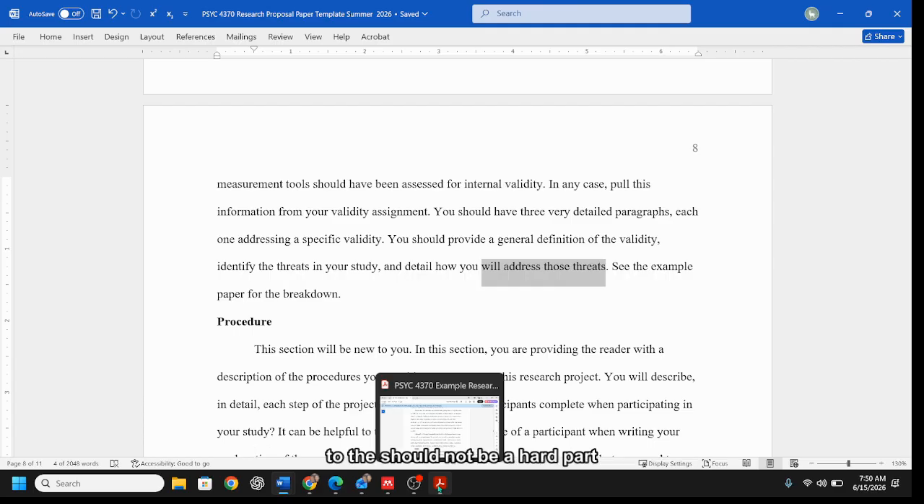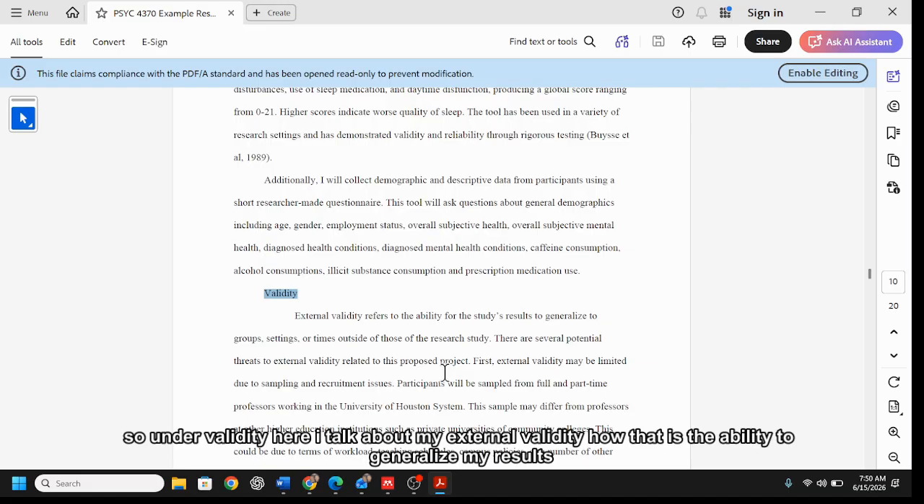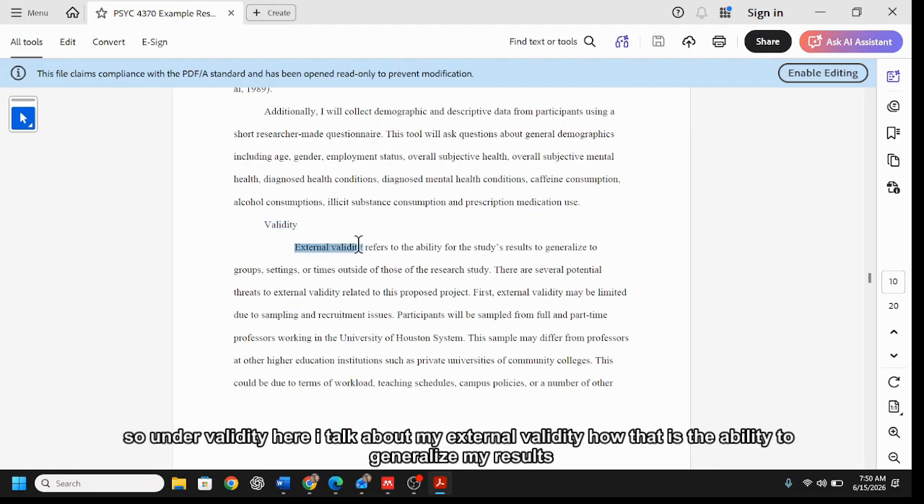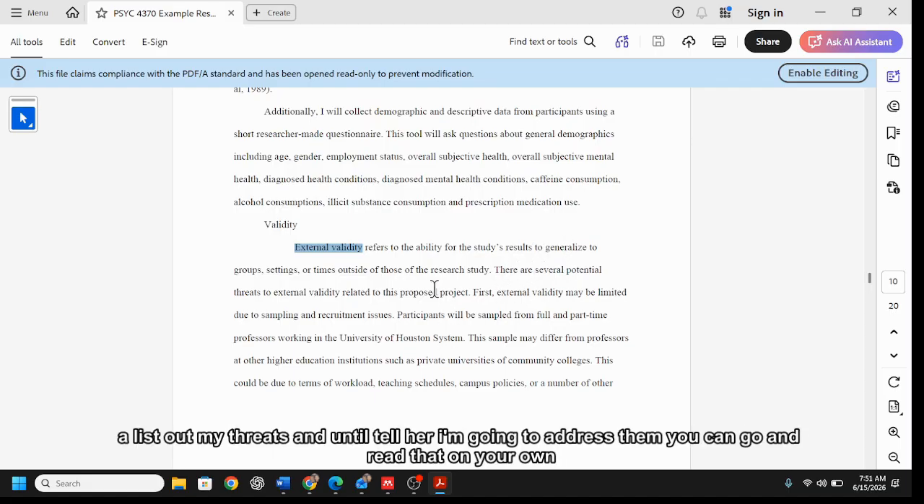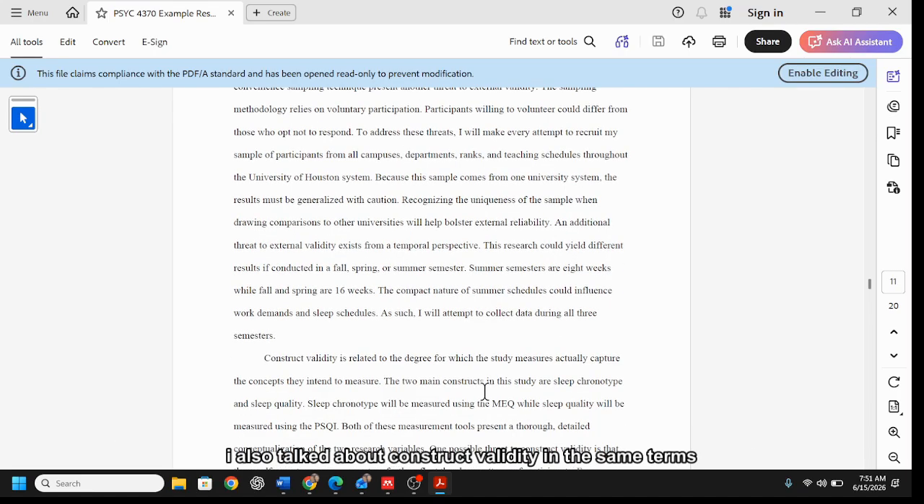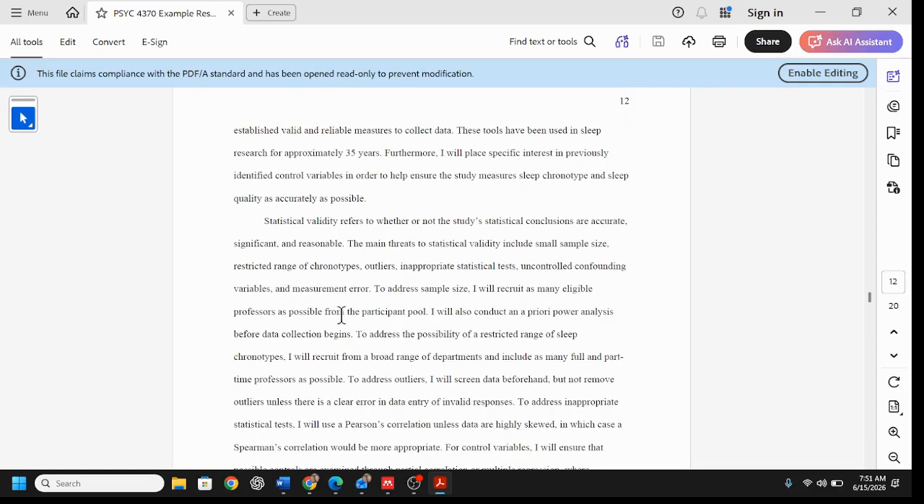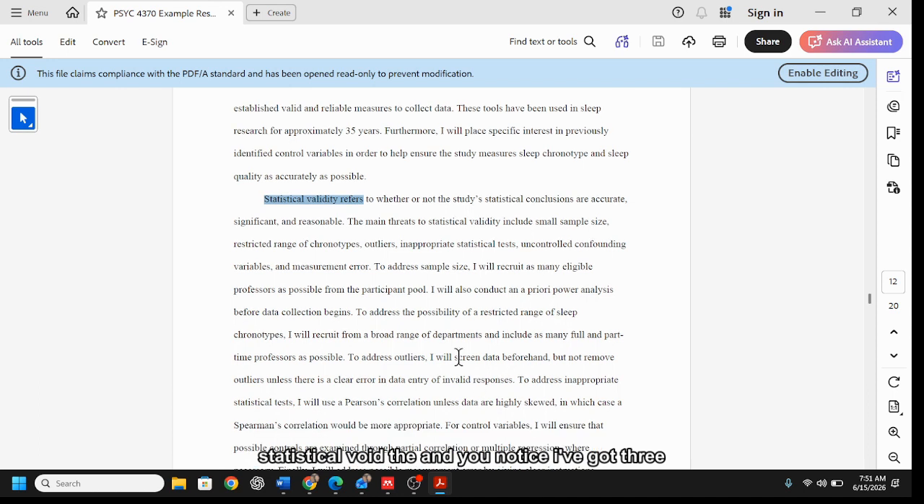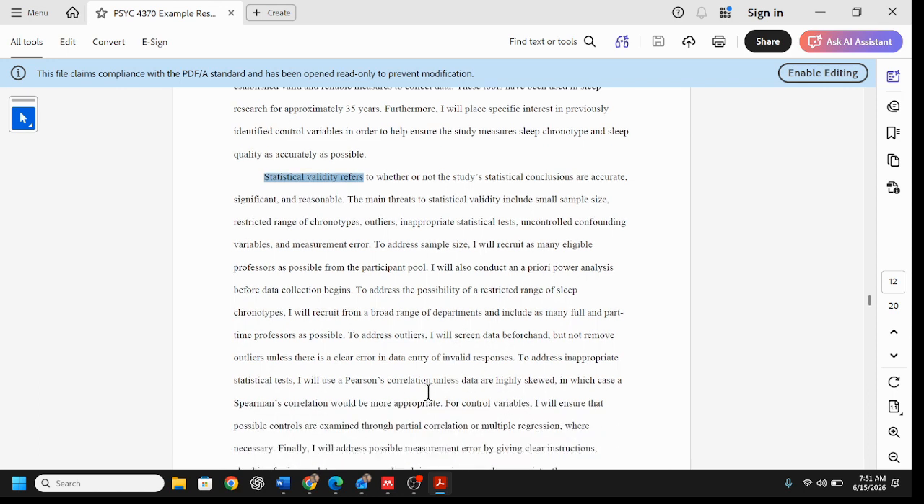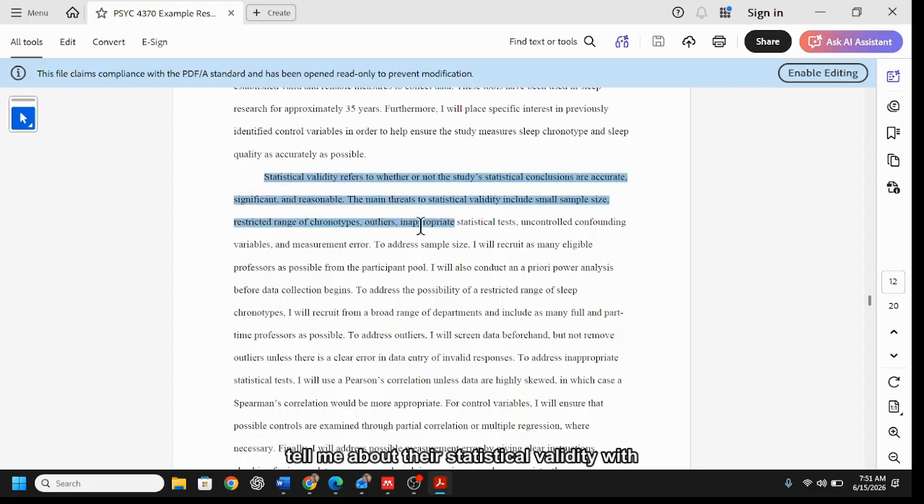So this should not be a hard part either. Under validity here, I talk about my external validity, how that is the ability to generalize my results. I list out my threats and I tell how I'm going to address them. You can go and read that on your own. I also talked about construct validity in the same terms. And then I talked about statistical validity. And you'll notice I've got 3 very large paragraphs there. I had some people in the past try to tell me about their statistical validity with 2 sentences. You definitely need more than 2 sentences, okay?